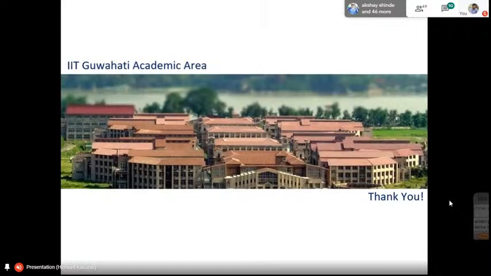Thank you very much. This is our academic complex building in IIT Guwahati. These are all infill frames. So if we have any questions, we can discuss.